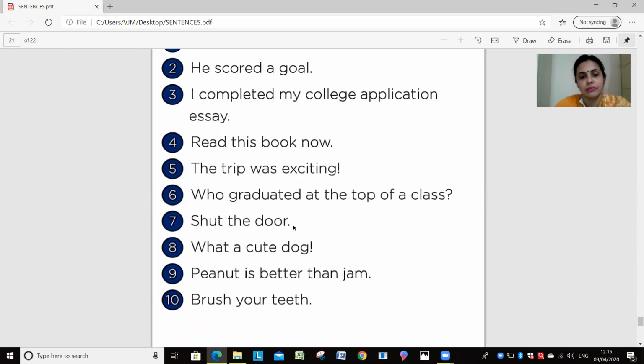Shut the door. Command, or we can say instruction. Imperative. What a cute dog. What a cute dog. This way also we can say, exclamation. Peanut is better than jam. Declaration. Brush your teeth. What could it be? I will not tell the answer. See for yourself.